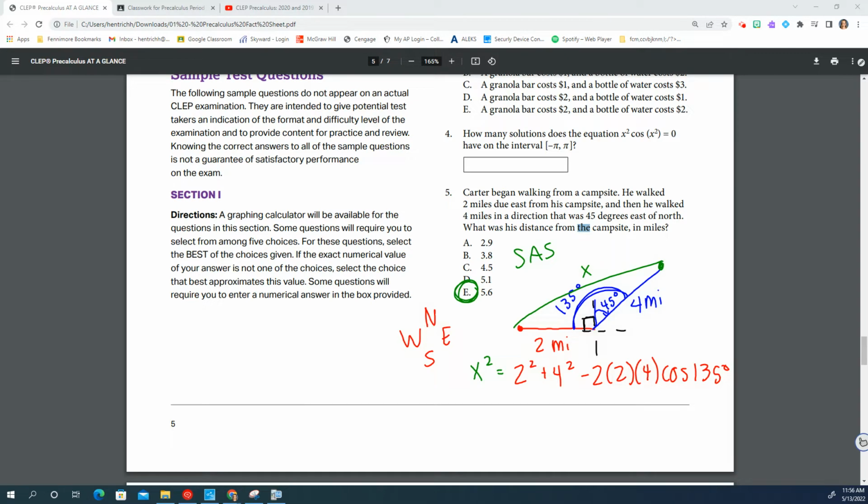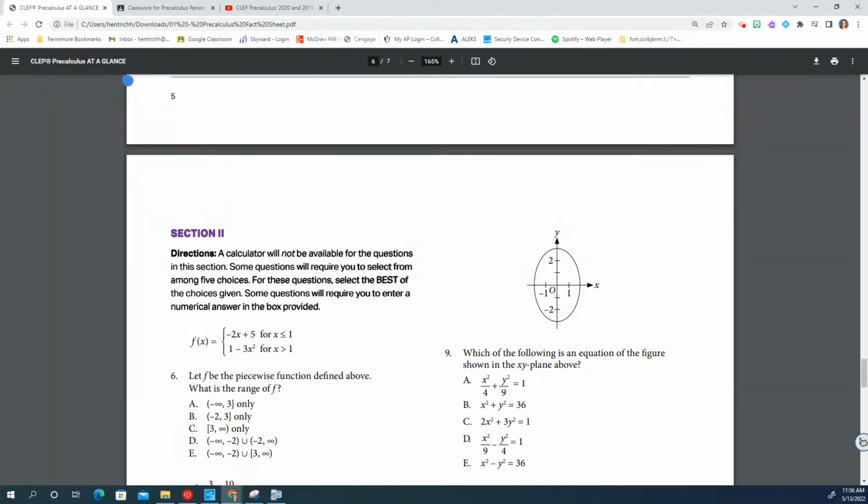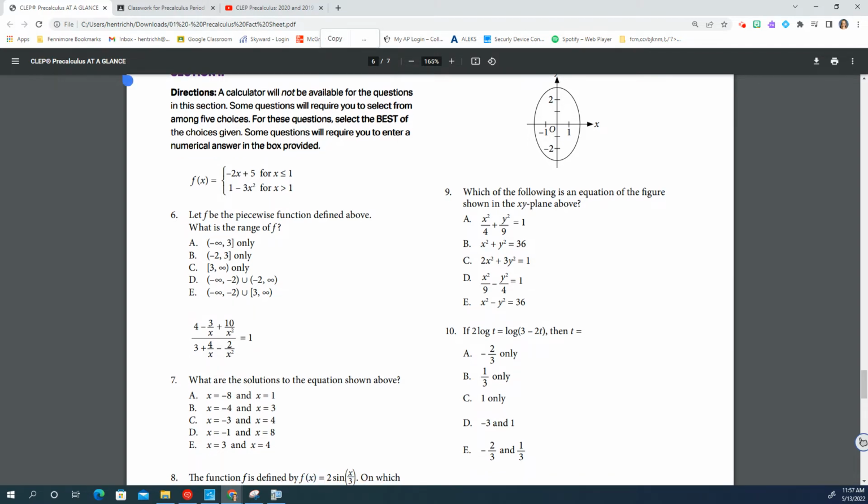The next one, so those are calculator practice ones. The next ones would be types of questions that you would not get a calculator for. So let's look at number 6, a piecewise function.